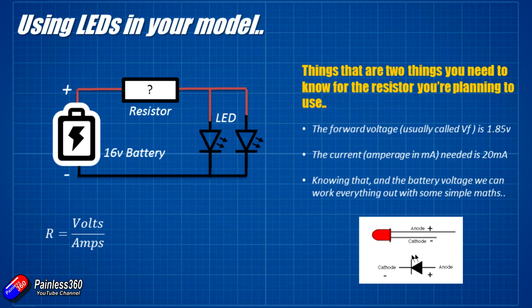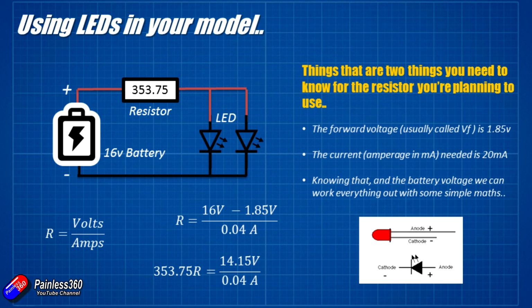So this time, to figure out the resistor value, we need to take 16 volts minus 1.85 volts. So the 1.85 volts is the voltage across the LEDs, and because they're in parallel, it's only 1.85. 16 volts is the battery voltage, and this time we're going to have to divide it by 0.04 amps, because again we need 40 milliamps flowing through the resistor so it can split up, and 20 can go into one LED, 20 can go through the other. So this time we're going to divide 14.15 volts by 0.04 amps to get the resistor value.